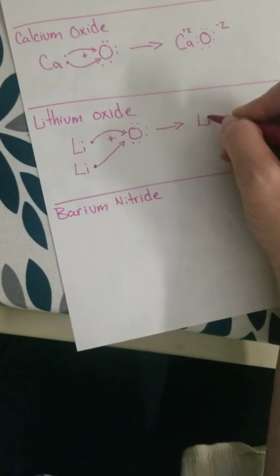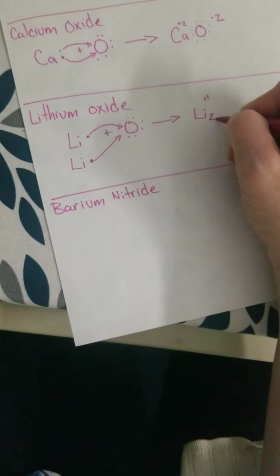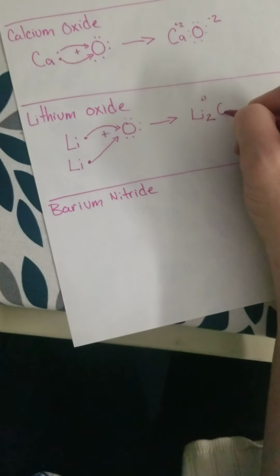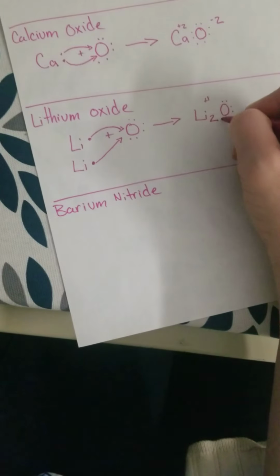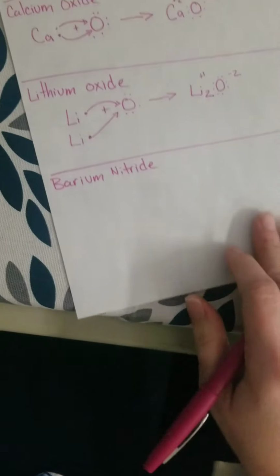So we have lithium. It has a plus 1 charge because it lost 1 electron, and we had to draw 2 of them. We have oxygen. It has a full set of electrons and has a minus 2 charge because it gained 2 electrons.